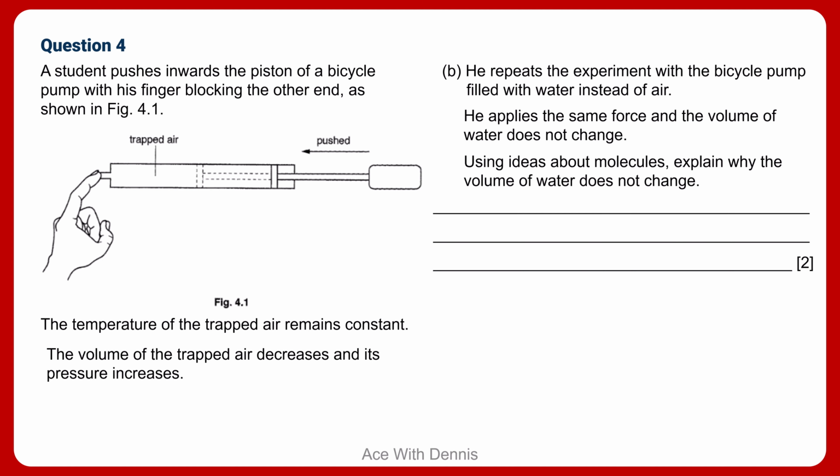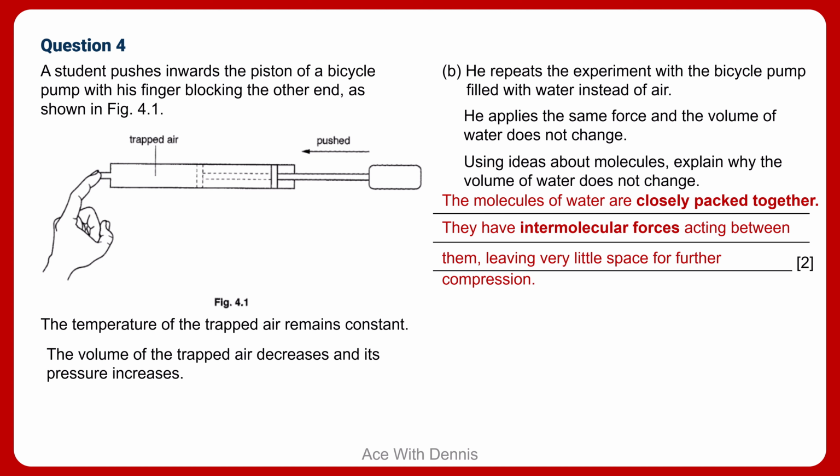2 marks. Okay, so for this case, he has changed the medium from air to water. Remember that water cannot be compressed and air can be compressed. So if you want to use the idea about molecules to explain why water cannot be compressed, this is how you can explain. The molecules of water are closely packed together. They have intermolecular forces acting between them, leaving very little space for further compression. Hence, the volume of water does not change.